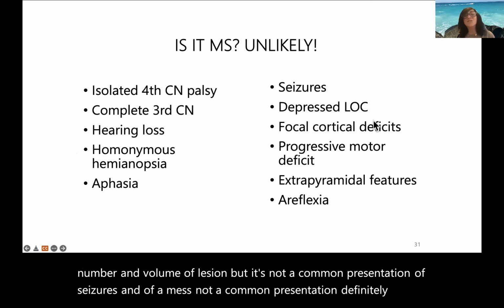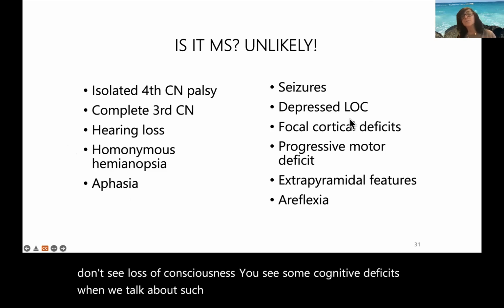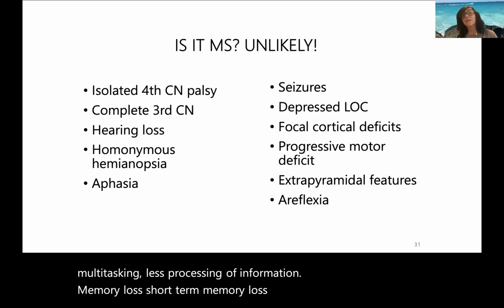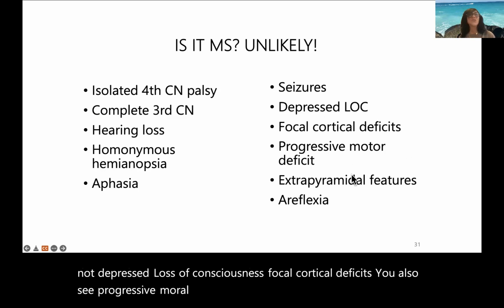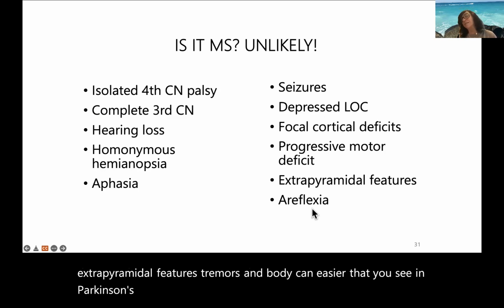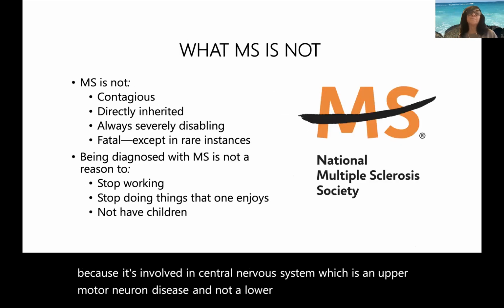Definitely you don't see loss of consciousness. You see some cognitive deficits, such as decreased multitasking, slower processing of information, memory loss, short-term memory loss, word finding difficulty, but not loss of consciousness. Focal cortical deficits, you also don't see progressive motor deficits. And you don't see those extrapyramidal features like tremors and bradykinesia that you see in Parkinson's, and you don't see areflexia. You see hyperreflexia because it involves the central nervous system, which is an upper motor neuron disease and not a lower motor neuron disease.